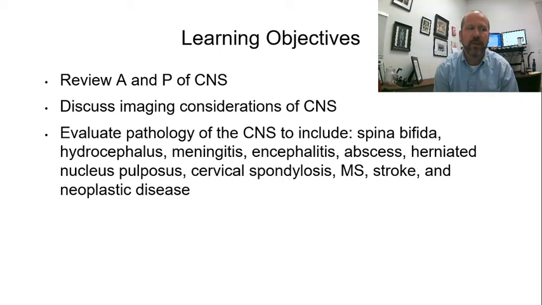and I don't want to just look at CT type stuff or X-ray type stuff. We will talk a little bit about radiography, but a lot of this conversation is going to be about MRI today. So we'll look at some pathology of the central nervous system to include spina bifida, hydrocephalus, meningitis, etc., and we'll wrap up with neoplastic disease.